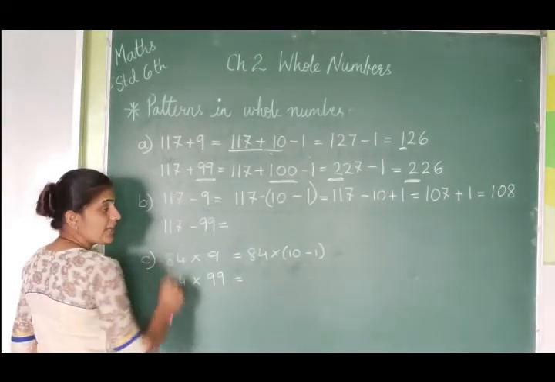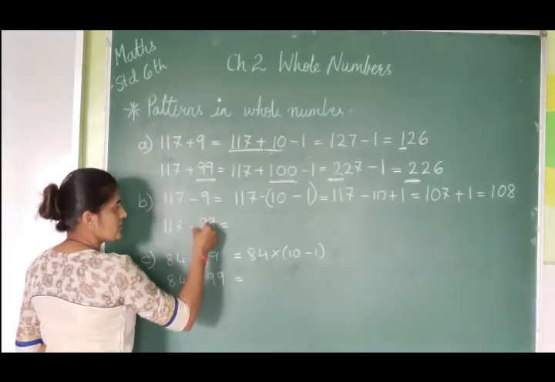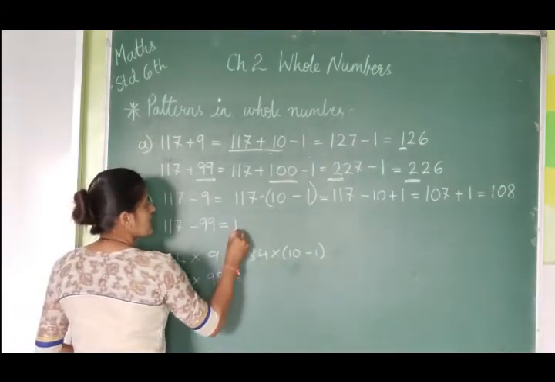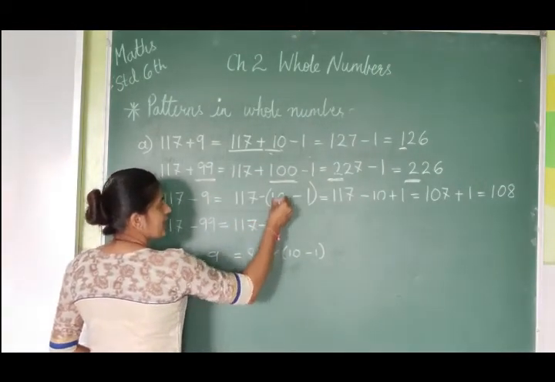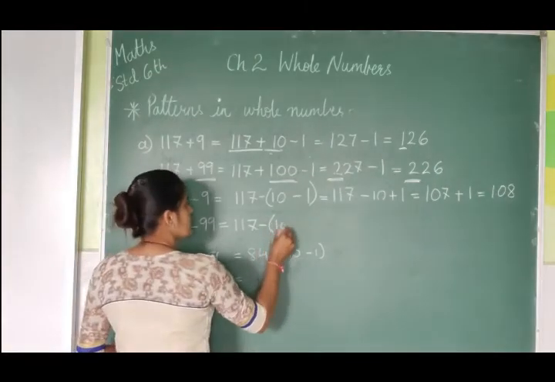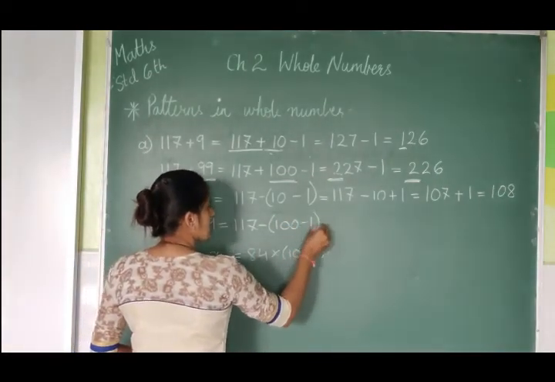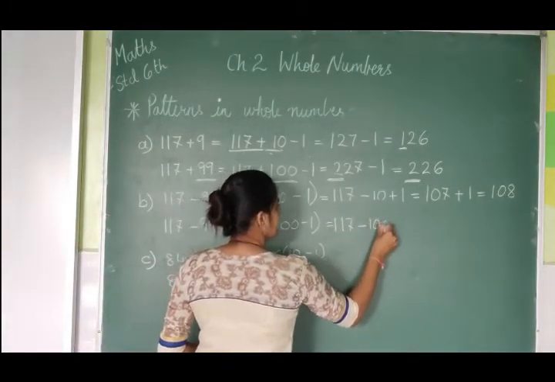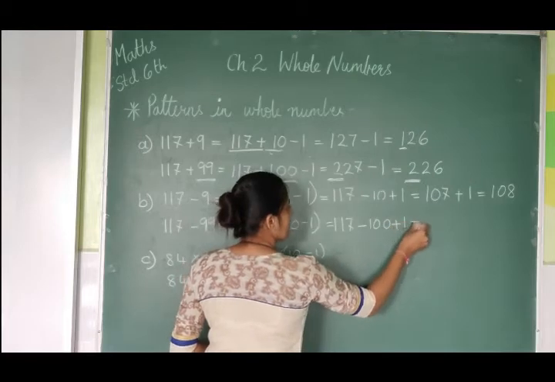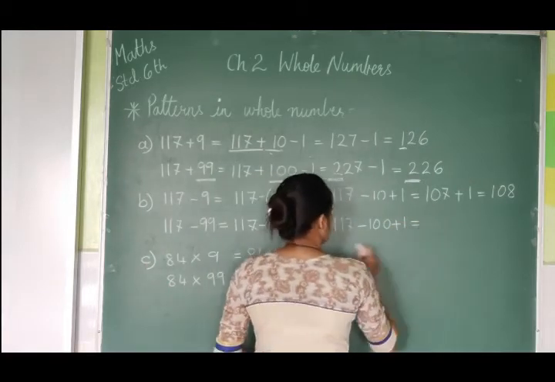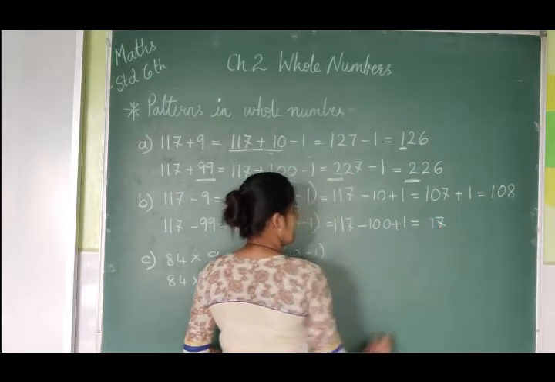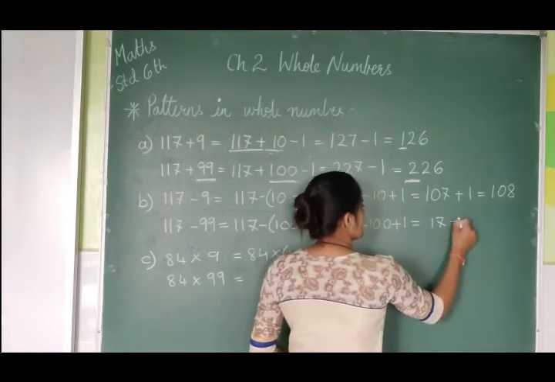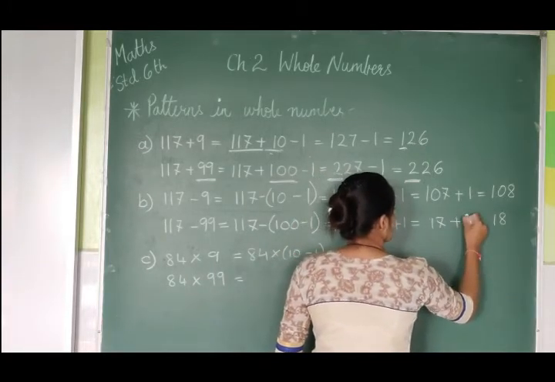With 9, here 1 9 was there, so here we are attaching one more 9 with it, so for 99, what answer are we getting? Again 117 we will write as it is, minus 10 it is there, so it will become 100. 1 0 we have to add to it, minus 1 as it is. Now 117 minus 100 plus 1 will be equal to 17. Here you can see 117 minus 100 will be 17, plus 1 it will be 18.